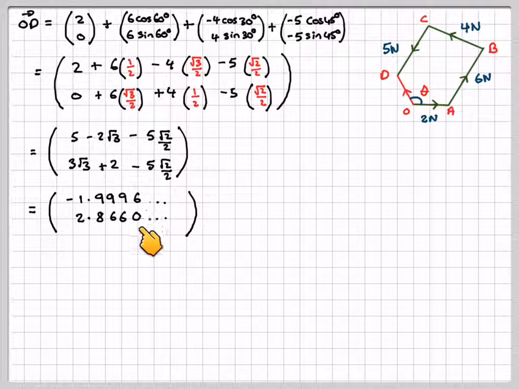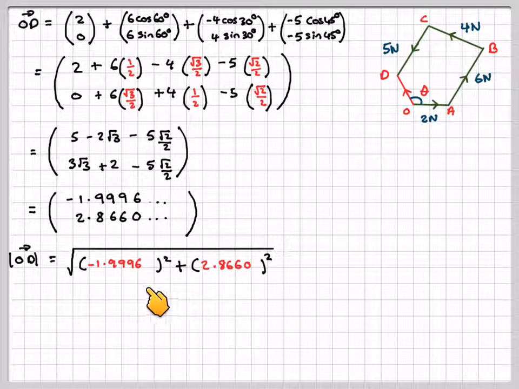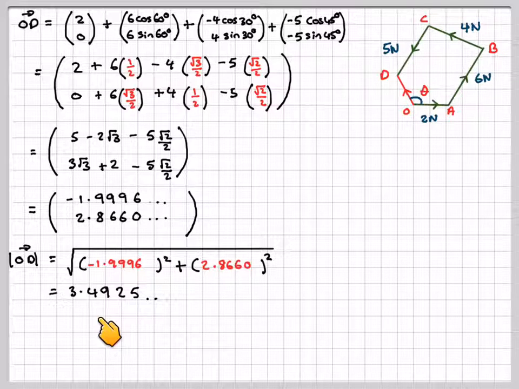We need to find the magnitude of this vector to give us the length of that vector. So the magnitude of OD is the square root of minus 1.9996 squared plus 2.8660 squared. On my calculator that gives me 3.4925. So the resultant force is going to be 3.49 newtons.